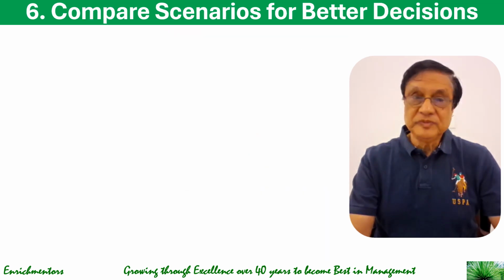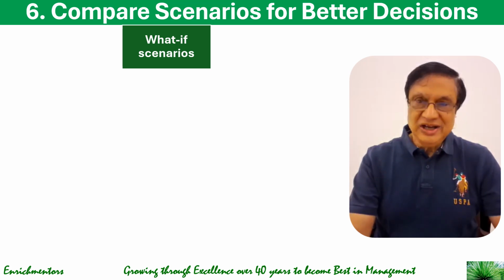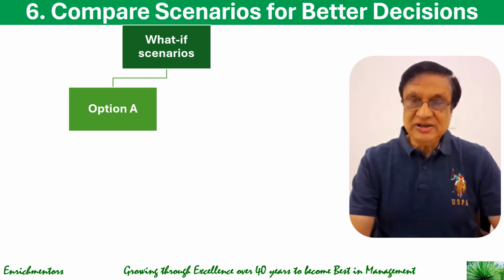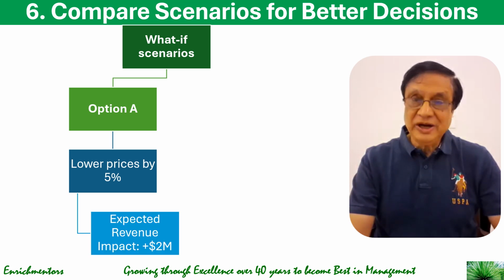Next thing would be to compare scenarios for better decision making. Decision makers need options. You can use what-if scenarios to present multiple solutions. Let's take a look at an example. You could present an option A saying that if you lower price by 5%, and what is the impact of that? That is making it business relevant. Expected revenue impact of $2 billion plus. So if you lower price, you're likely to get $2 billion extra revenue.